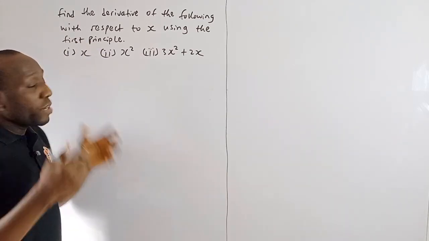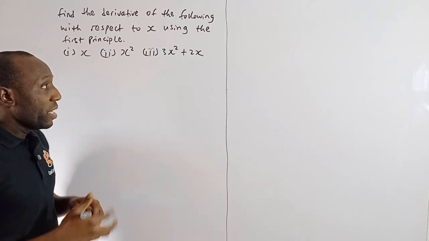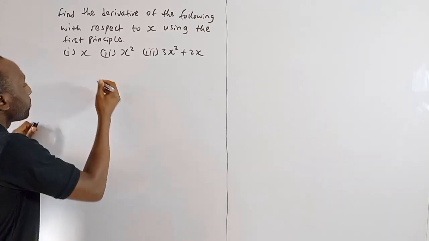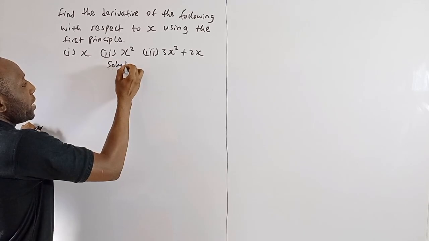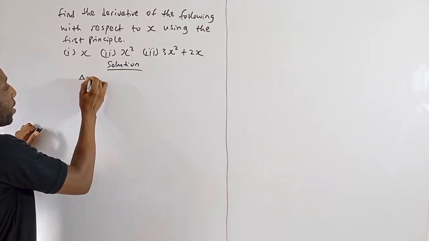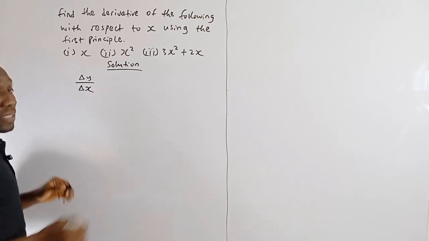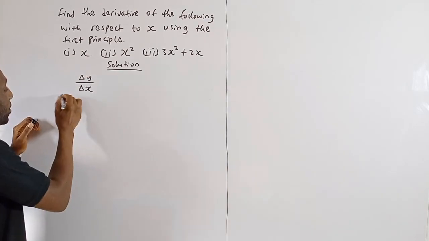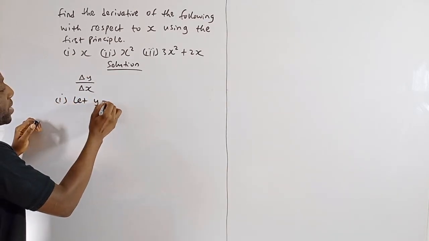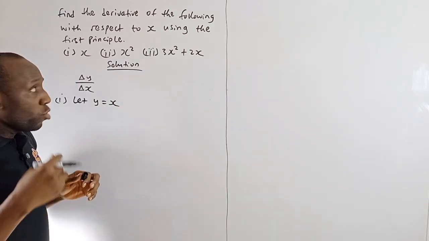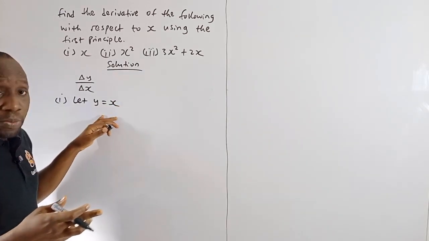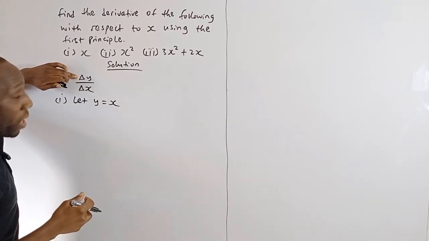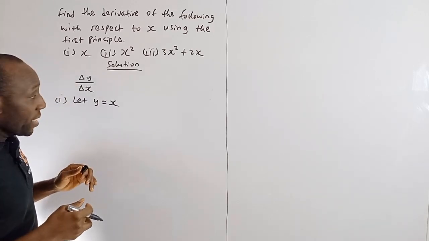Now, when they say from first principle, there's a way it is done. It is not the general differentiation rule. This is how you do it. You have to do change in y over change in x. So if I pick this first case now, where you have x, I can say let y be equal to x. Now, if you want to differentiate using the first principle, what you have here is delta y, or change in y over change in x.